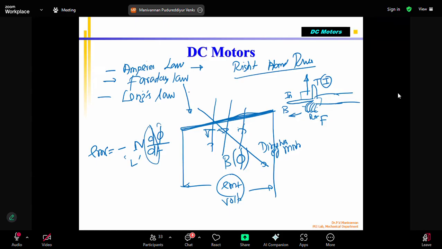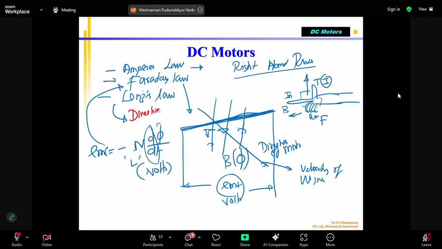The d by dt means the rate at which the wire is cutting the magnetic field, that is, the velocity of the wire. The velocity at which the wire cuts and moves across the field decides the voltage, so that many volts will be generated. This was invented by Faraday, so the working principle of the electric generator was invented by Michael Faraday. Similarly, Lenz's law: any motor, whether AC motor, DC motor, or any other, these three principles are at work. Lenz's law says the direction of induced voltage.